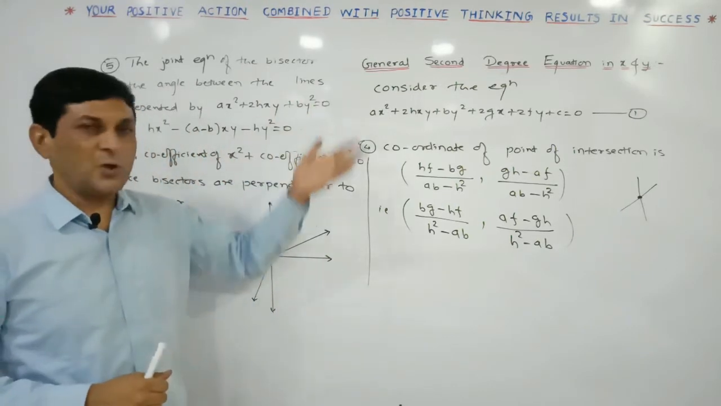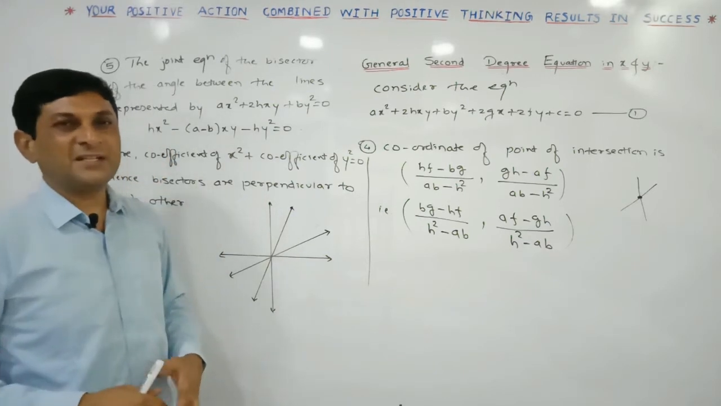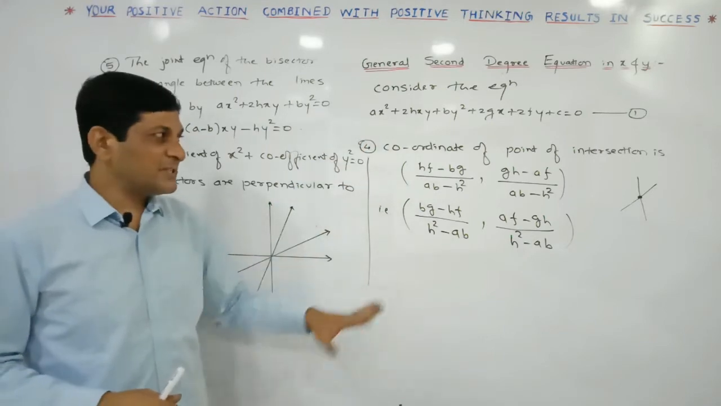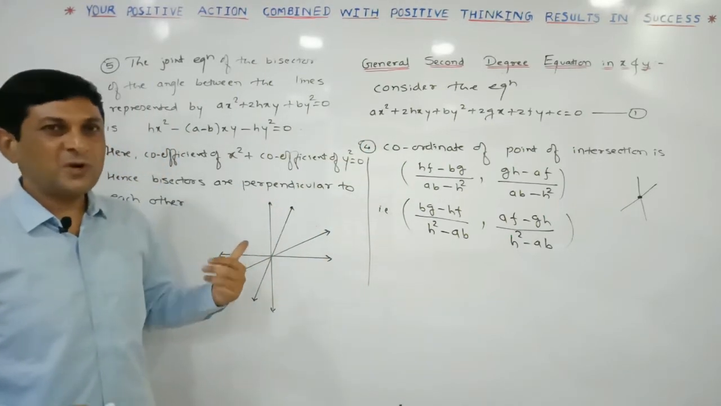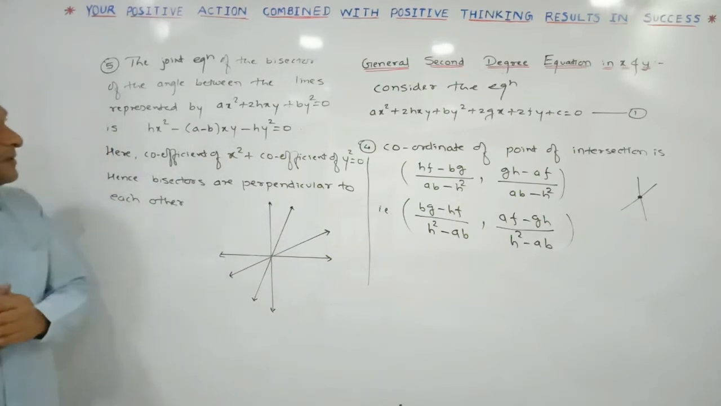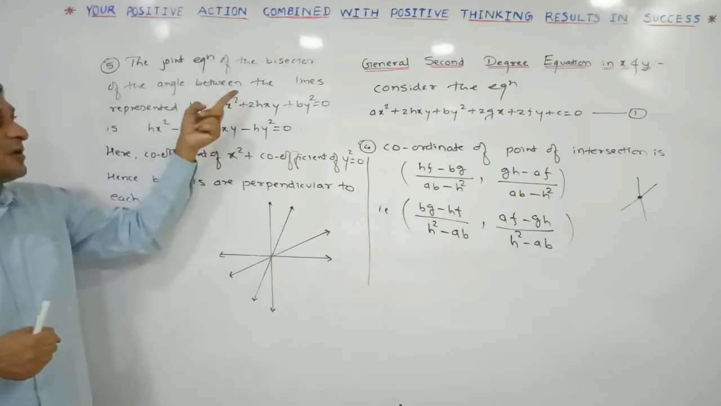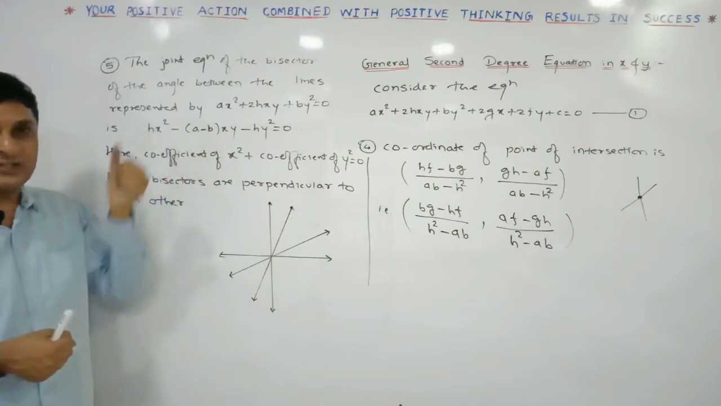It is definitely not related to the general equation, but in the textbook they have given it along with all the results related to the general equation. The general equation results end here. This is the result related to what? The general homogeneous equation. Try to understand it. So now we are finding the joint equation of the bisectors of the angles between the lines represented by the homogeneous equation, and it is given by this formula.